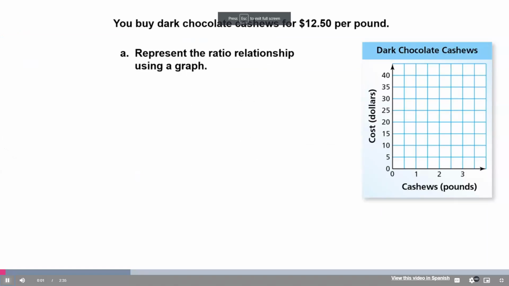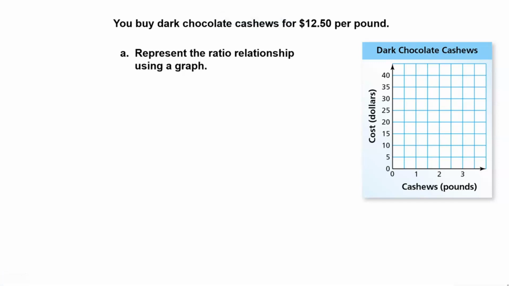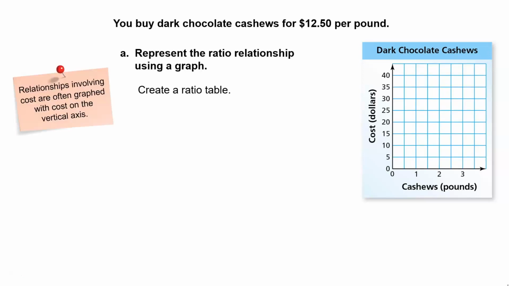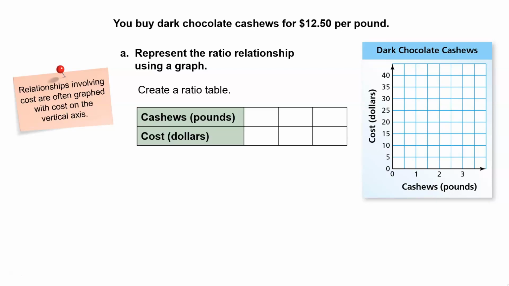You find dark chocolate cashews for $12.50 per pound. Part A. Represent the ratio relationship using a graph. Start by creating a ratio table. Relationships involving cost are often graphed with cost on the vertical axis. So create a ratio table using the ratio of pounds of cashews to cost. The cost is $12.50 per pound. So 1 pound of cashews costs $12.50. Use repeated addition with the ratio 1 to 12.50 to create the table.